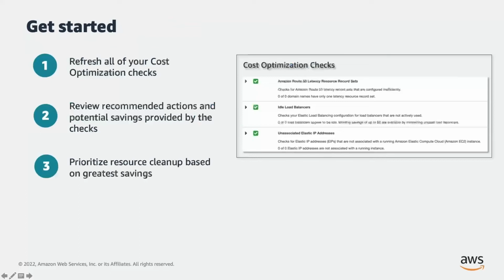To get started, log on to the AWS Trusted Advisor section from your AWS console and either run or refresh the cost optimization checks, okay, very important. Then review the set of recommendations and estimated monthly savings opportunities for your account. And finally, you can prioritize the resource cleanup based on potential, for example, the greatest savings or the environment again.